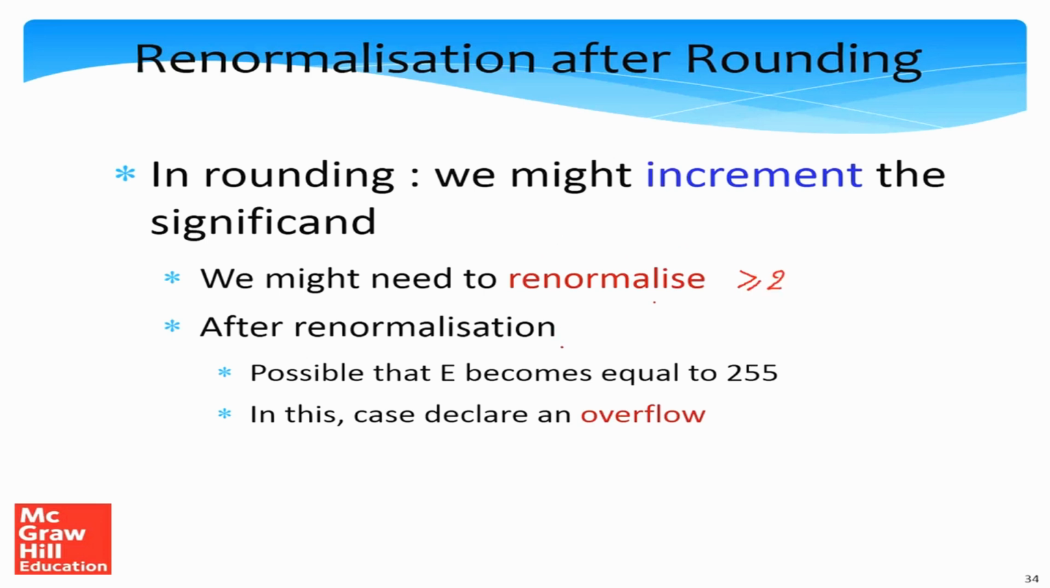After renormalization, it's again possible that the exponent field E becomes equal to 255, which is an invalid value, because 255 can signify two things: either not a number or plus or minus infinity. In both cases, it's not a valid number. So we need to declare an overflow, which means that the result cannot be represented with the number of bits that we have. Essentially, the number overflows the range of the number system.